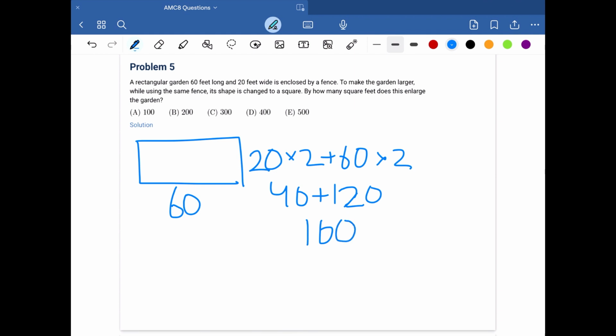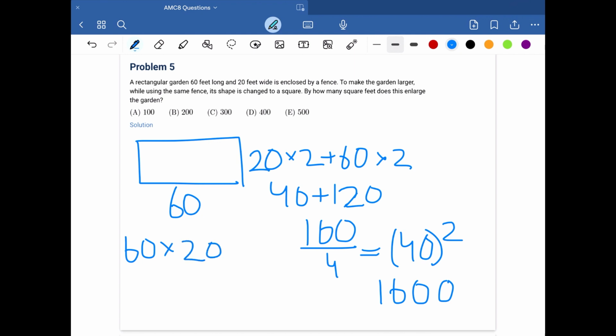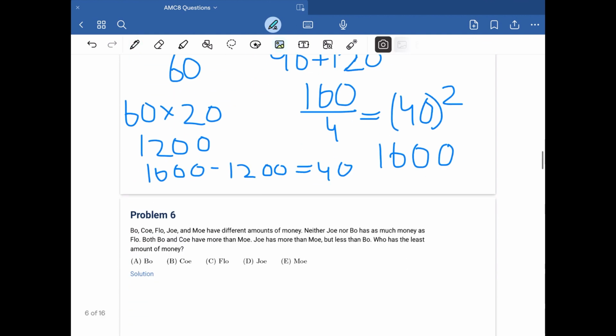And the perimeter of our rectangle is 160, and since that's made into a square, and squares have equal side lengths, we divide this by 4, and we get 40. To find the difference between the area of the previous rectangle and the new square, we have to first square this to find the area of the square, and we get 1600. And the area of the previous one is 60 times 20, which is 1200. And then we subtract these two, we get 1600 minus 1200, which is 400 square feet. So our answer is D. Let's move on to the next question.